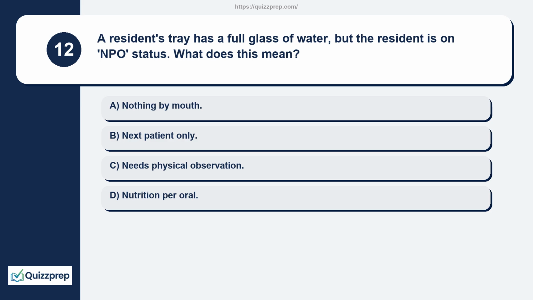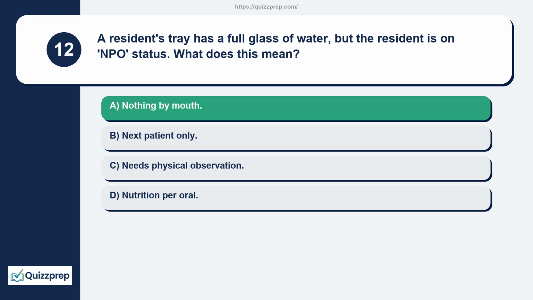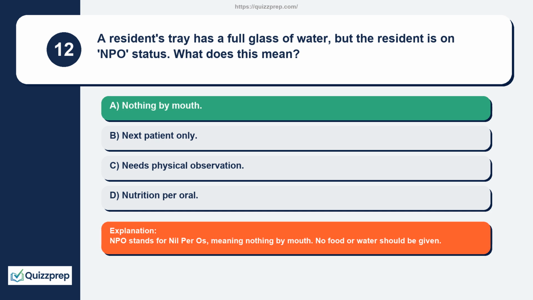Question 12. A resident's tray has a full glass of water, but the resident is on NPO status. What does this mean? Nothing by mouth. Next patient only. Needs physical observation. Nutrition per oral. NPO stands for nil per os, meaning nothing by mouth. No food or water should be given.